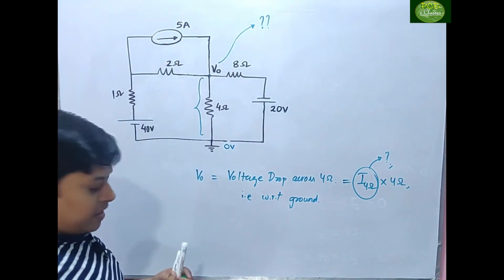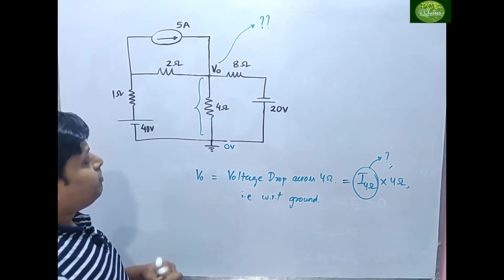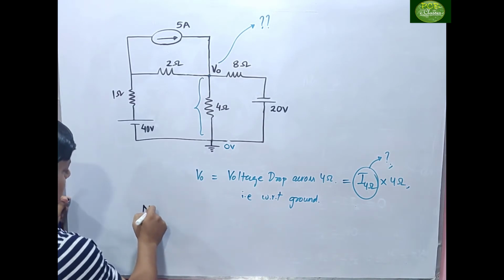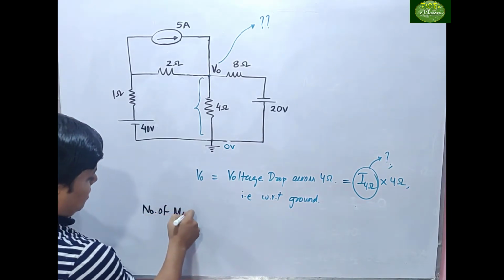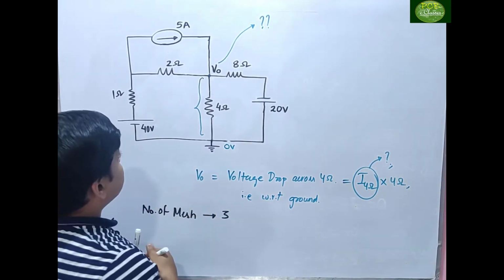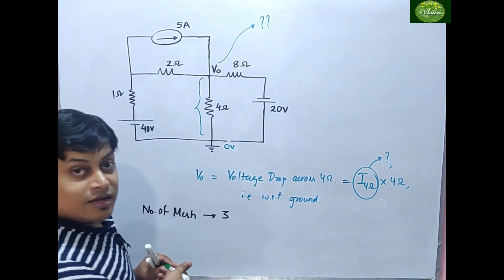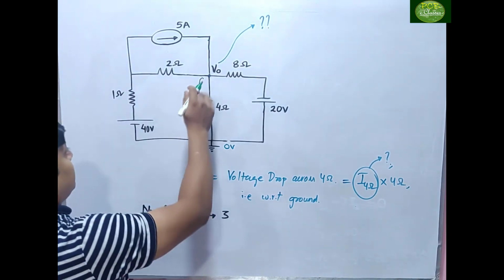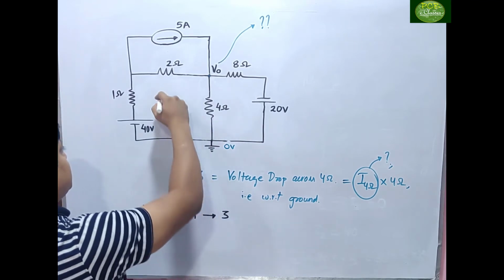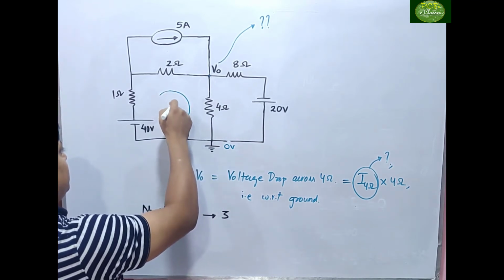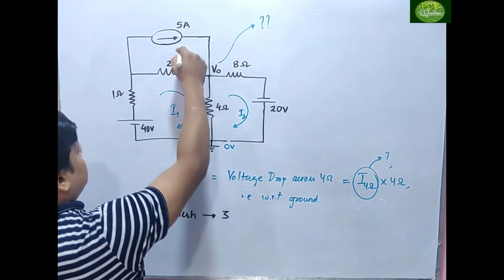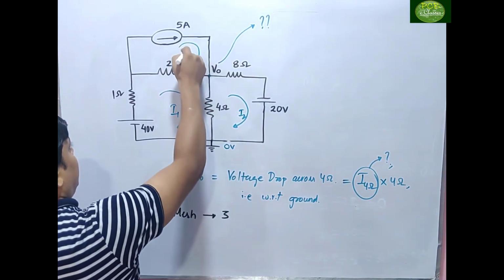Fine. So let us apply the mesh analysis. How many meshes are there? 3 meshes are there. So apply the respective currents. Let us take this current: this is the first mesh, I1 I have taken. This is the second mesh, I2 I have taken. This is the third mesh, I have taken I3.